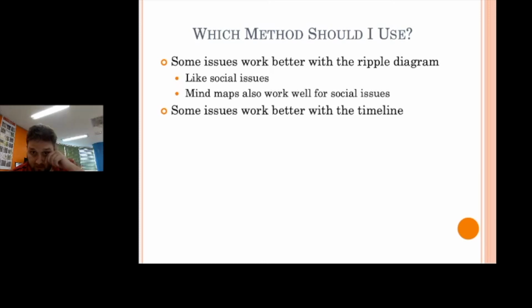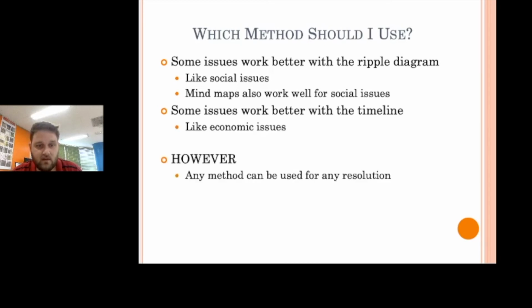Some issues work better with a timeline. Anything economics based, money based, I find works best with a timeline. However, any method can be used for any resolution, whatever you feel most comfortable and most familiar with.